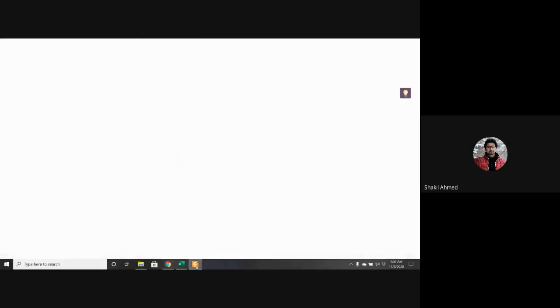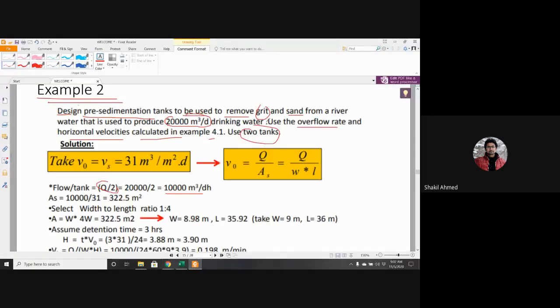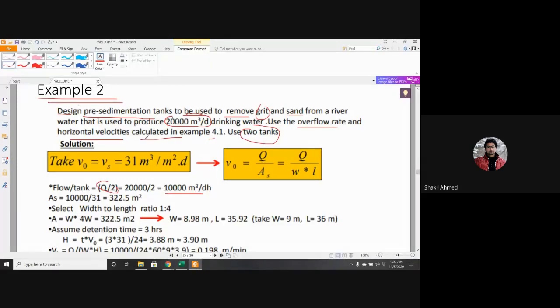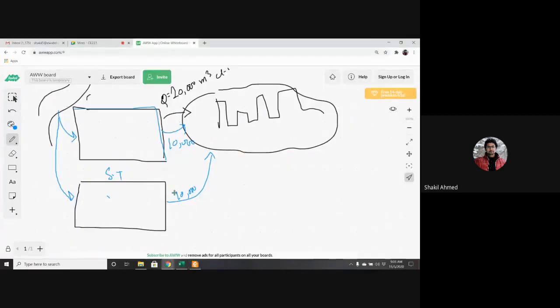Now what else? You need to remove grit and sand. That means you need to remove the pollutants in this sedimentation tank from a river. Use the overflow rate. So the overflow rate is given maybe, right? What is overflow rate? Overflow rate is actually the settling velocity. Settling velocity is the overflow rate.